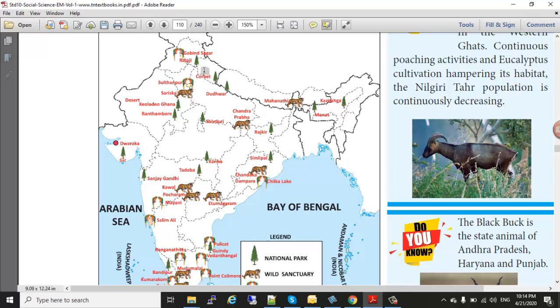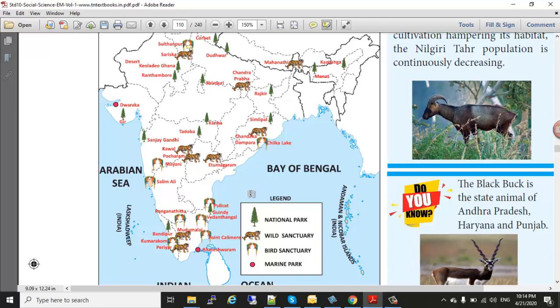So Corbett National Park, you can see this one. Yes, Corbett National Park, Gir National Park, Kaziranga National Park, Manas National Park, and what else?